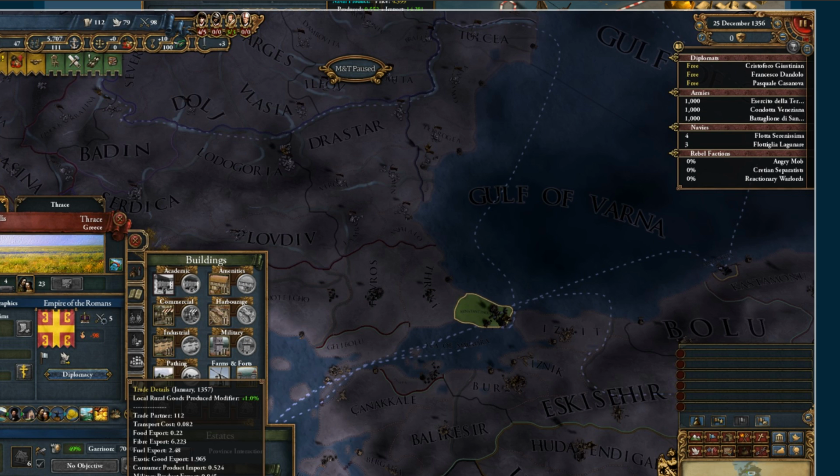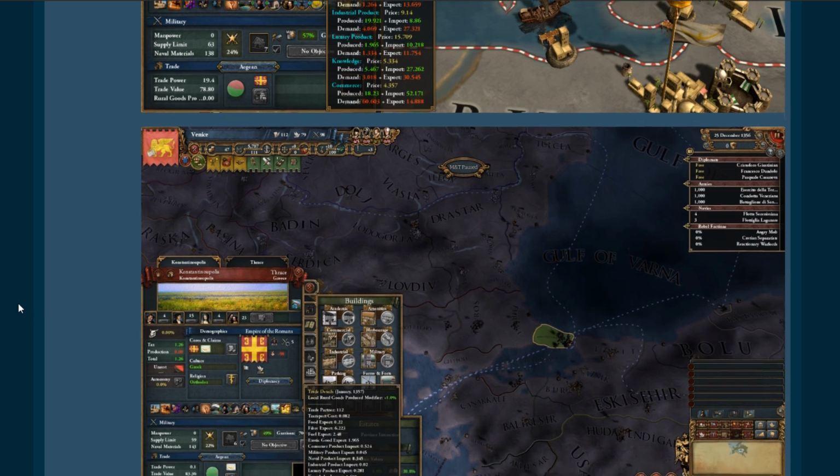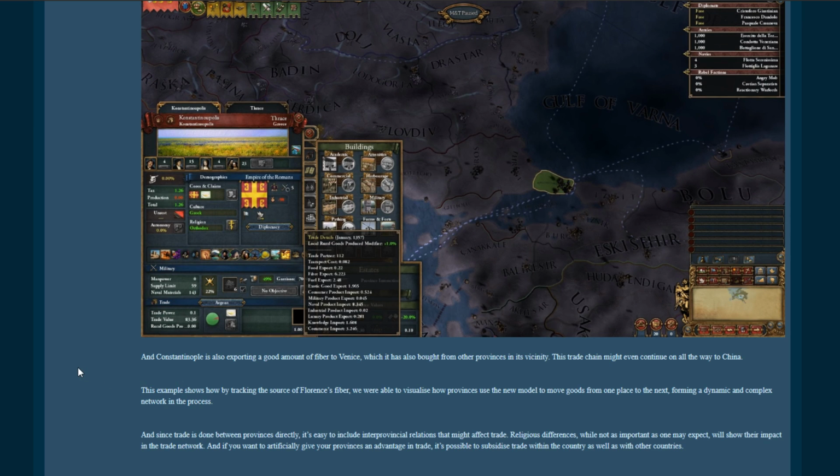Constantinople is importing fiber and then reselling it onto Venice, which is then reselling it onto Florence, which is trade chains. Chains of trade. So nice. Constantinople is also exporting a good number of fiber to Venice, which is also bought from other provinces in its vicinity. This trade chain might even continue all the way on to China.